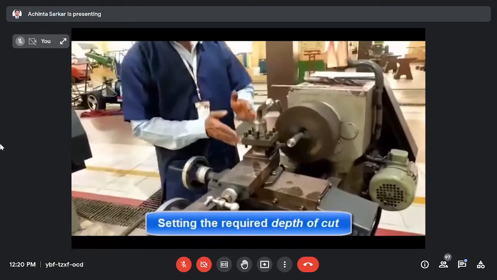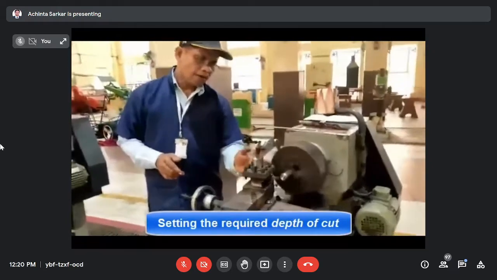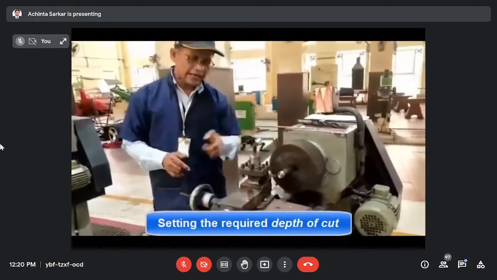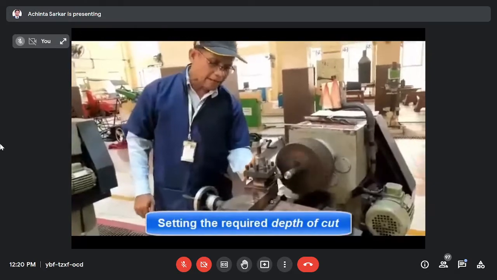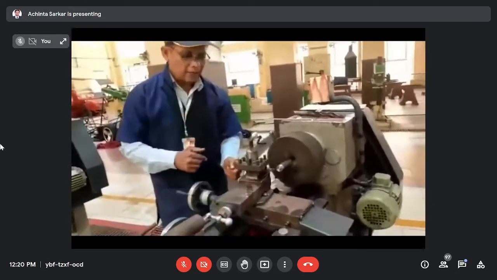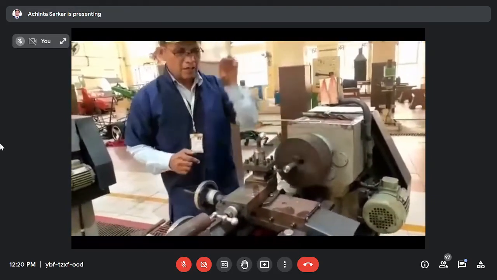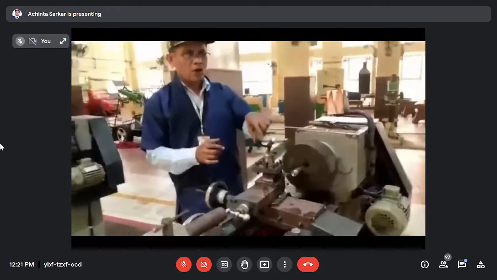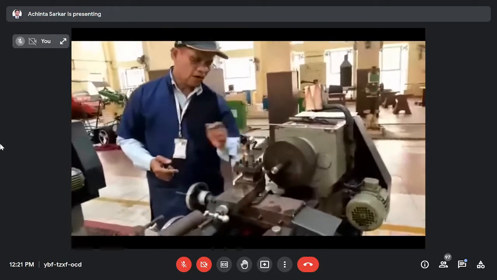Depth of cut means a particular distance of the cutting tool towards the axis of the workpiece. That distance is called depth of cut. That's why a 1.5 mm depth of cut is applied here. When you cut the metal, the diameter will reduce by 3 mm. Why? After cutting the metal, you measure the diameter of the workpiece, which is measured on both sides. That's why 1.5 into 2, that is 3 mm, will be reduced from the workpiece.